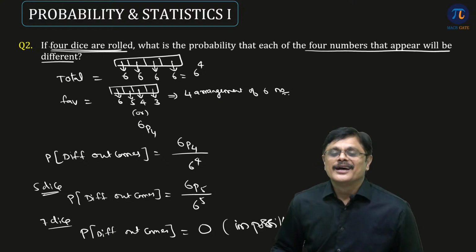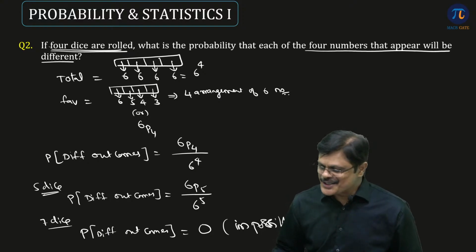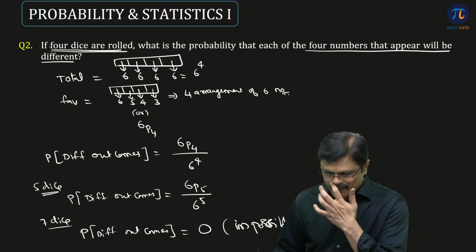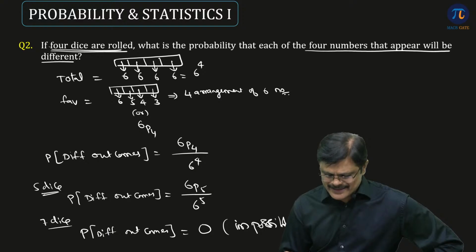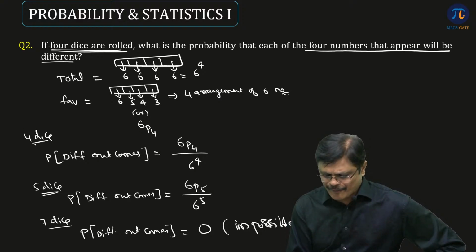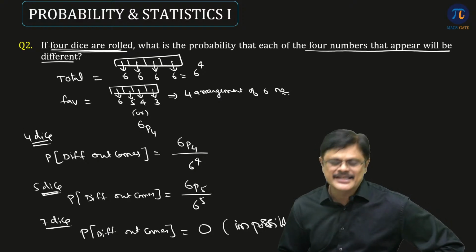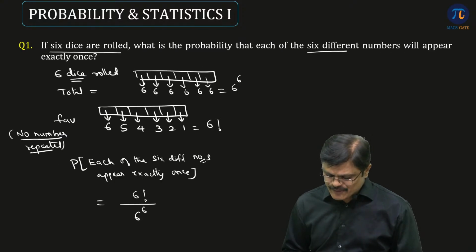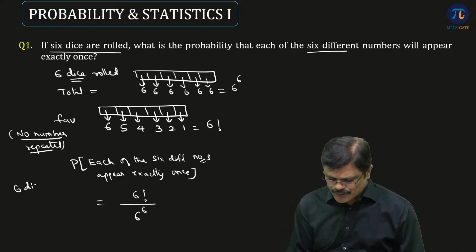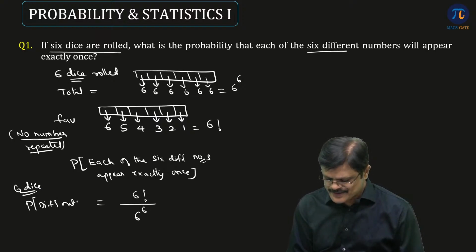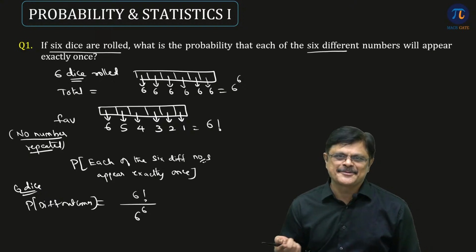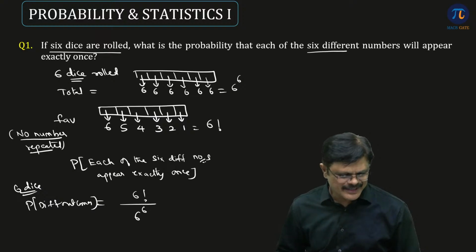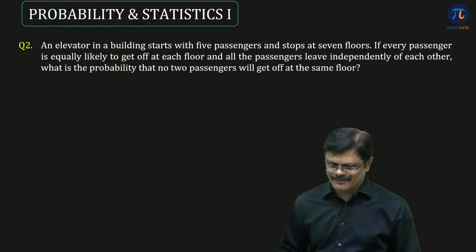Right, that is the answer for this. Okay, hope you understand. So that is the situation, my dear friends. If 4 dice are rolled, what is the probability that each of the 4 numbers that appear are different? So if it is 4 dice, this is the situation. 5 dice, this is the situation. 7 dice, this is the situation. Whereas this one is for 6 dice rolled. What is the probability of getting different outcomes? 6P6, that is nothing but 6 factorial. Is the idea clear? Wonderful.